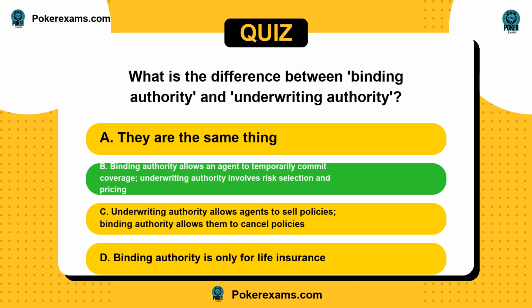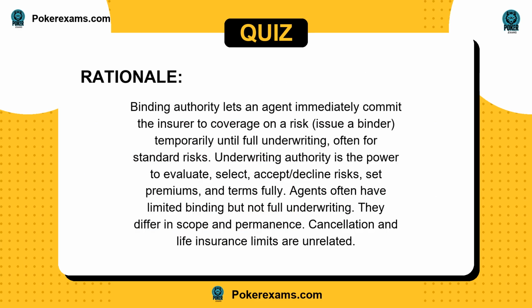The answer is B. Binding authority lets an agent immediately commit the insurer to coverage on a risk, issue a binder, temporarily until full underwriting, often for standard risks. Underwriting authority is the power to evaluate, select, accept/decline risks, set premiums and terms fully. Agents often have limited binding, but not full underwriting. They differ in scope and permanence. Cancellation and life insurance limits are unrelated.